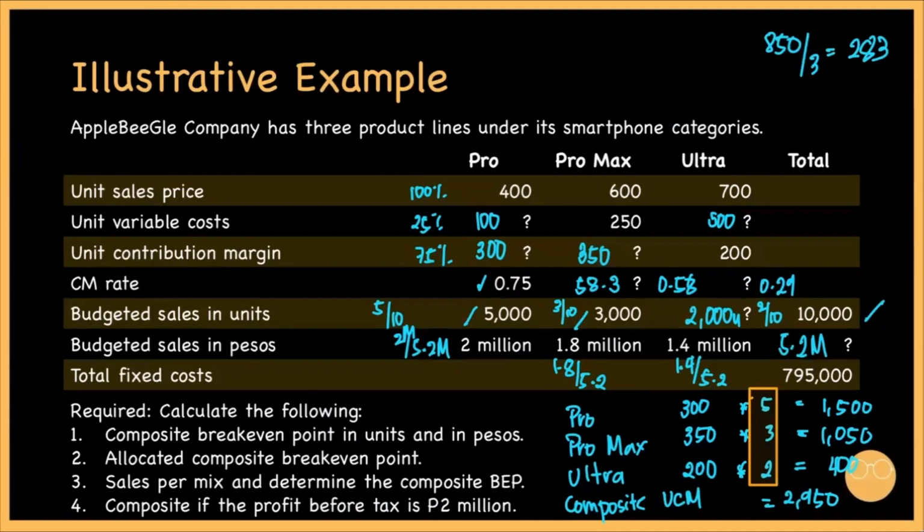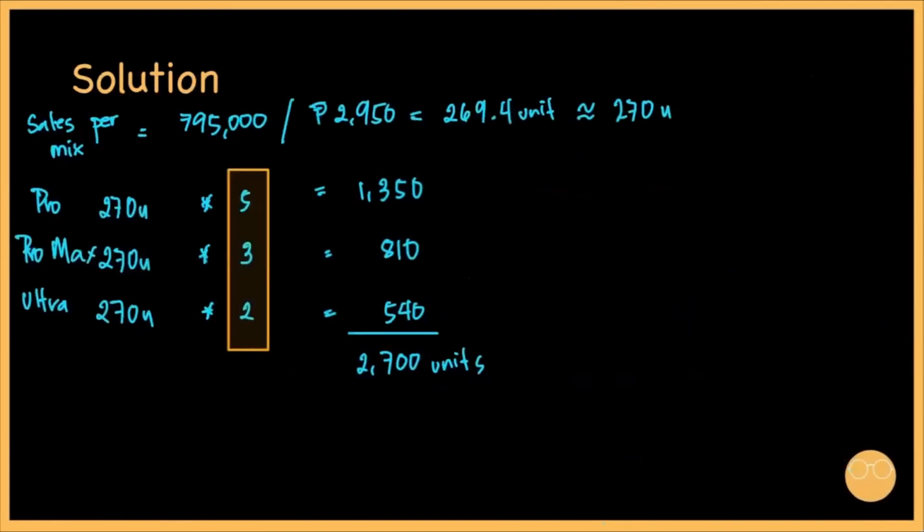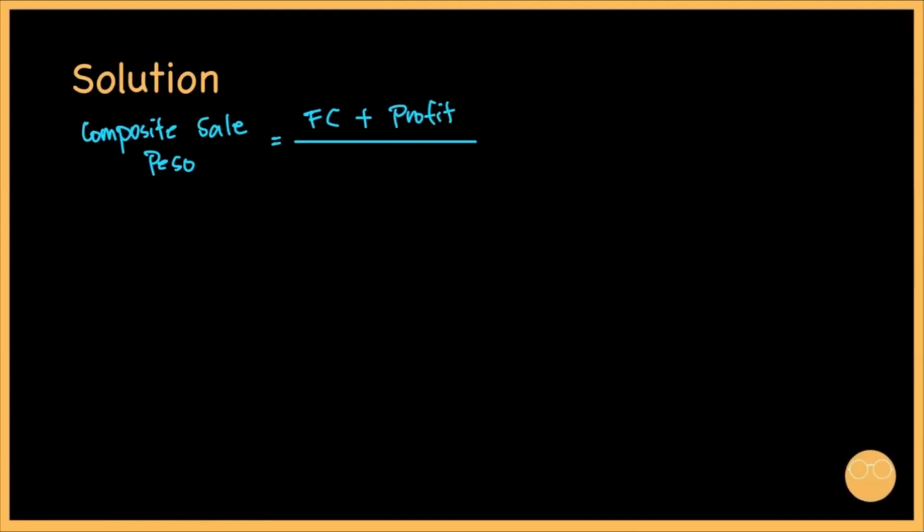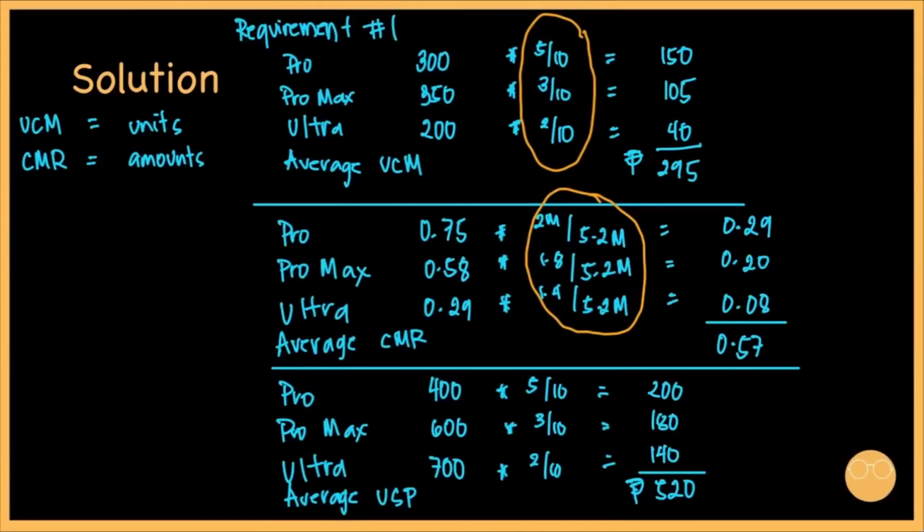Let us have the last requirement. What will be the composite sales peso if the profit before tax is 2 million peso? Remember that if we are trying to solve for the profit before tax, then we should come up with the composite sales peso equal to the fixed cost plus the profit divided by the average contribution margin rate. Remember, if we are talking about the amounts, we should use the correct average contribution margin rate. And our contribution margin rate that we are going to follow is 57%.